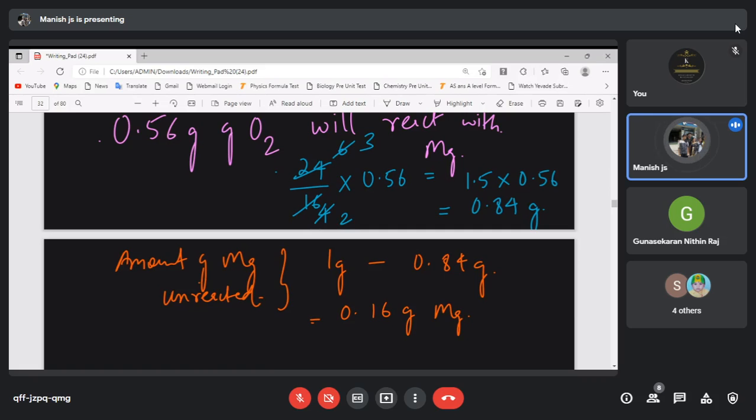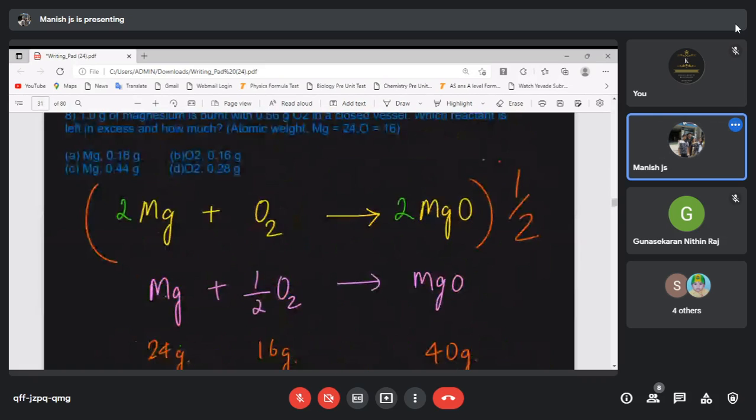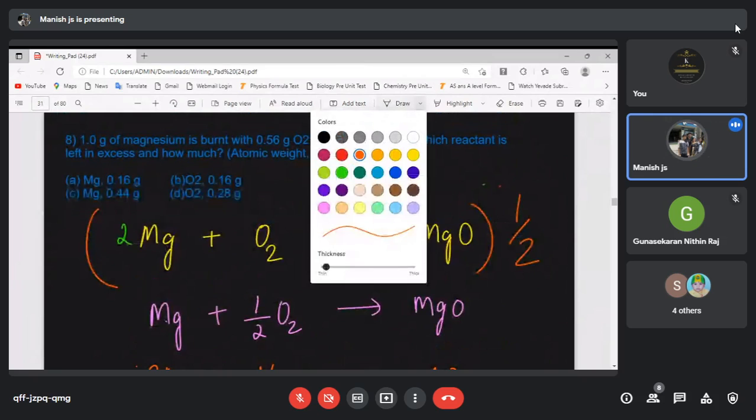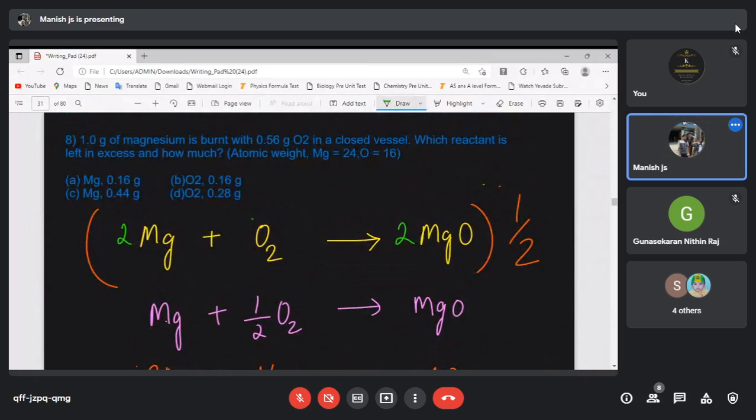Now, which would be the option? What is the correct option here? 0.16 grams is left unreacted. Sir, A. Yes, so the corresponding magnesium only. Magnesium is unreacted, and it is 0.16 grams of that amount of the reactant which is unreacted. So this is the answer. Option A is the answer. Am I clear? This is how you solve this type of question.